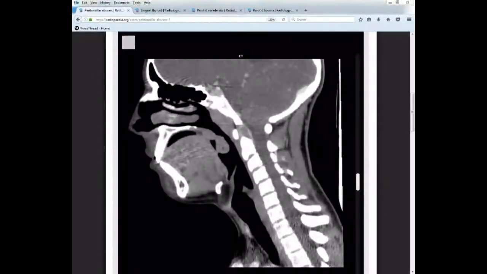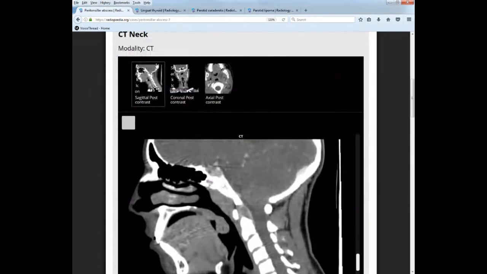All right, guys, so I have the scans pulled up that are located in your Research and Helpful Links Module 6 tab. So I have these 4 links up here: peritonsillar abscess, lingual thyroid, parotid sialadenitis, and parotid lipoma. So different scans we're going to reference. We'll start with the peritonsillar abscess in the sagittal view.